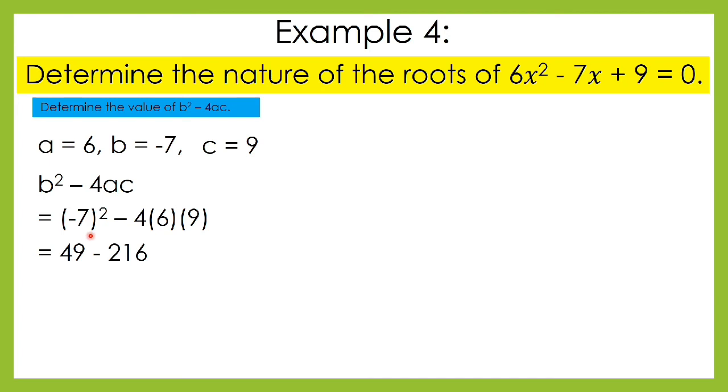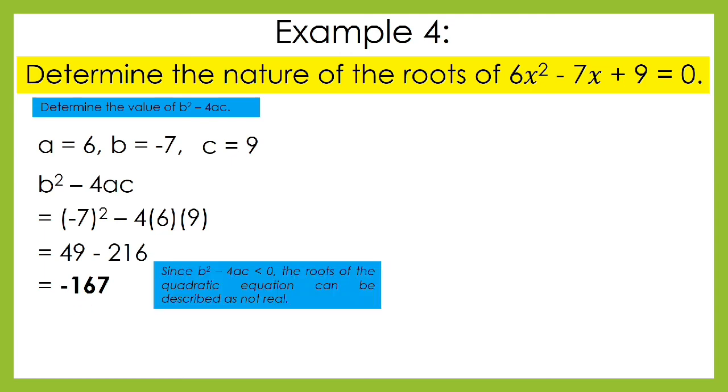Negative 7 squared is 49. Negative 4 times 6 times 9 is negative 216. 49 minus 216 is negative 167. If the value of b squared minus 4ac is less than 0, the roots of the quadratic equation can be described as not real.